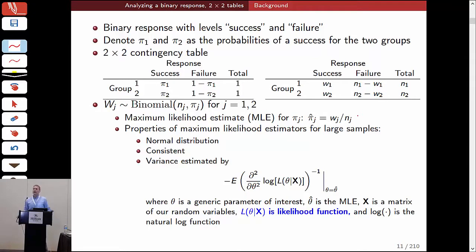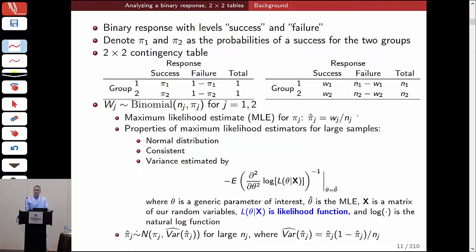Now, maximum likelihood estimators have some very nice properties that we will take advantage of here today. This is for large samples. Maximum likelihood estimators have an approximate normal distribution. The estimators are consistent, meaning that for a large enough sample size, you're going to get to where you want to be in terms of estimating your parameter. And we have a convenient way to estimate the variance of maximum likelihood estimators based upon the second derivative of the log likelihood function.